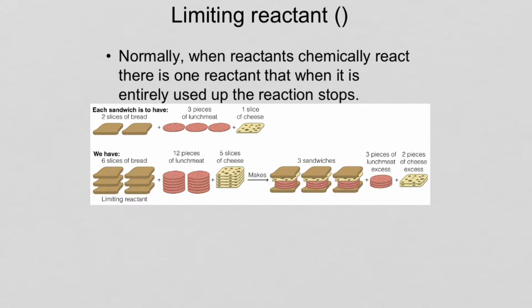Alright, so limiting reactant is something that runs out. Just like when we're making sandwiches, things come in different packages, different sizes, different recipes for sandwiches, so to speak. Like this person likes 3 pieces of lunch meat and 1 slice of cheese. I'm more of a cheese man. I might change it up. You probably have something else you like doing.